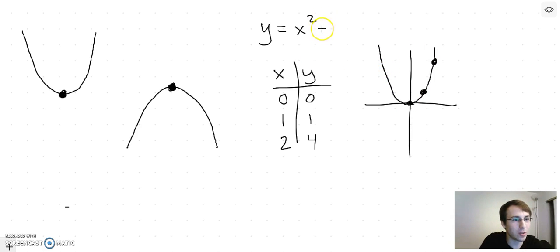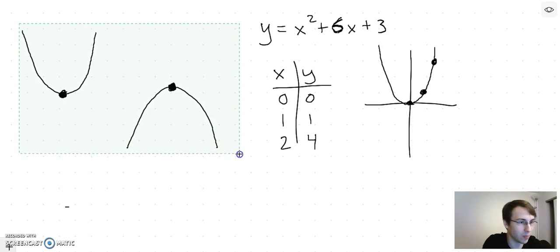Alright, but what do we do if it's like x squared plus 6x plus 3, something like that? How do we graph that? Well, there's this handy formula. I'm going to clear this out and write it down.